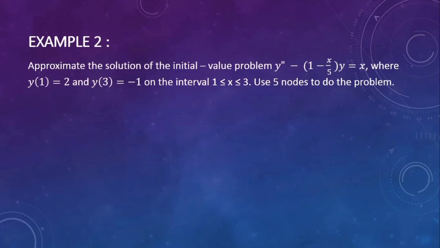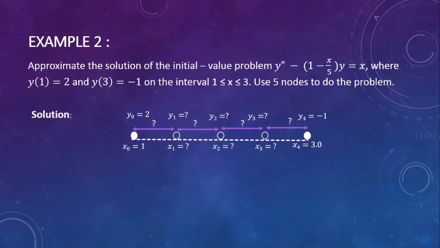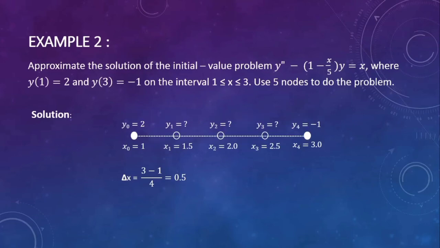Use 5 nodes to do the problem. So in this circle, these circles are known as nodes. So in the problem, since the given number of nodes to be used is 5, we have here 5 nodes. So to find the distance of each node, we have delta x is equals to 3 minus 1 over 4 equals to 0.5. So this 4 is the number of equal segments of the 5 nodes. So that means the particular distance between each node is 0.5 units.